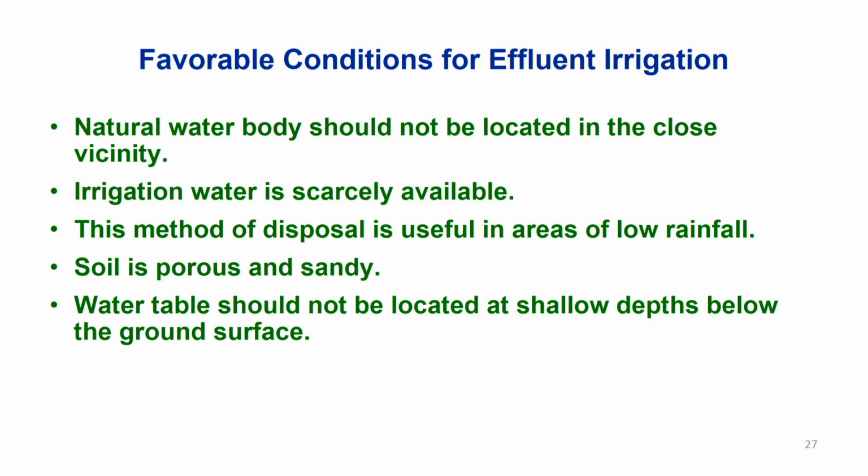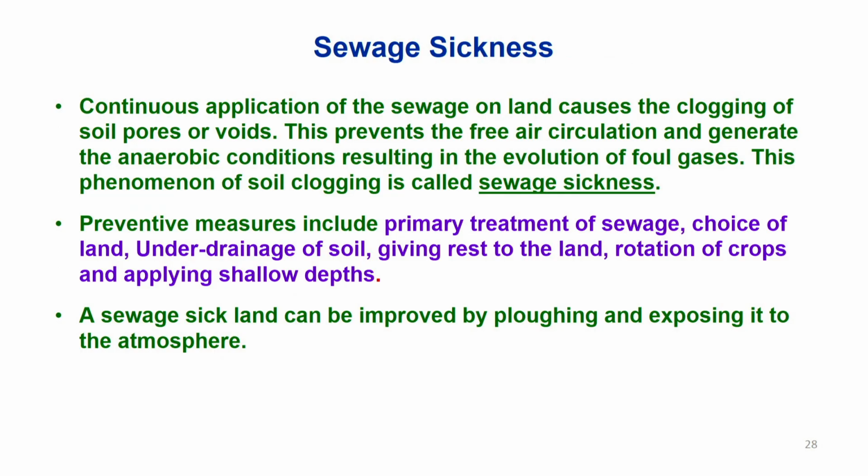Now the favorable conditions for effluent irrigation. A natural water body should not be located in close vicinity. Irrigation water is not easily available, and the method of disposal is useful where the area has low rainfall, the soil is porous and sandy, and the water table is not at shallow depths. But continuously applying sewage is one of the practices which has been used in the past. Sewage is used on the land directly for disposal.